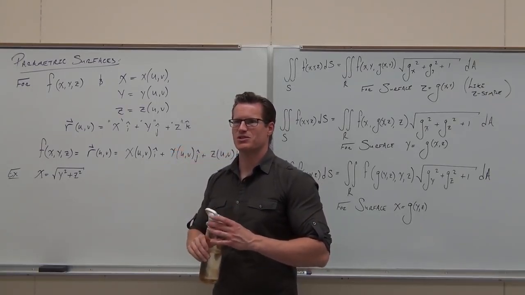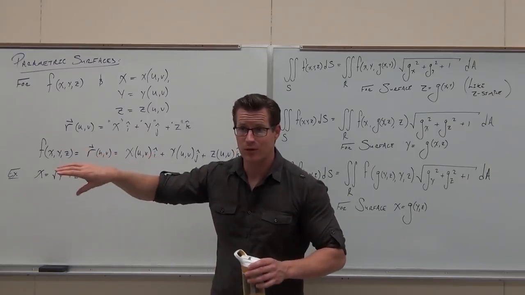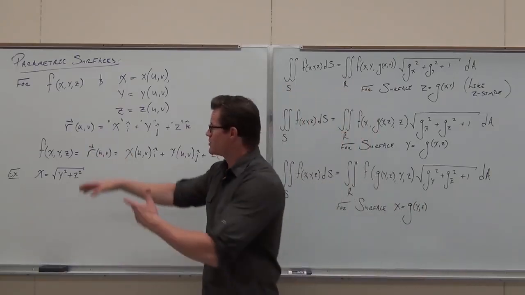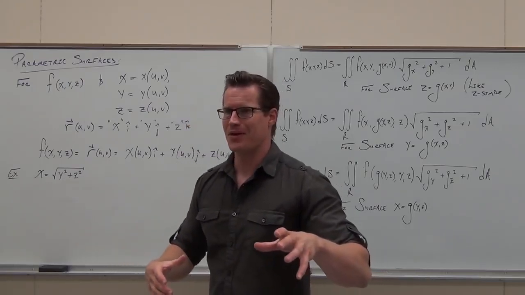Remember cones at all? Square both sides, you get x squared equals y squared plus z squared. It's along that axis. But this is an upper half cone because you got a square root. You're not taking the bottom half of that. It's an upper half cone. Head down if you're okay with that one.